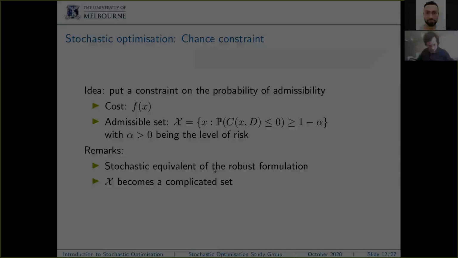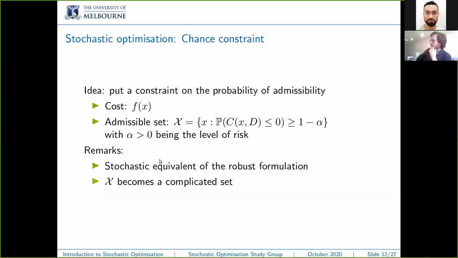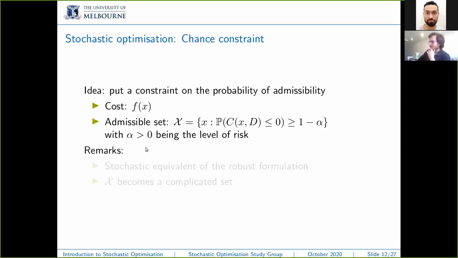So I was explaining the chance constraint problem. The idea is that we want to put a constraint on the probability of admissibility. And here there is a parameter alpha, a risk that one would choose, and basically we want to have this 1 minus alpha close to 1, but maybe not equal to 1, because if you want to have this satisfied almost surely, with probability 1, it might be too restrictive. So usually we want alpha close to 0, but not equal to 0.